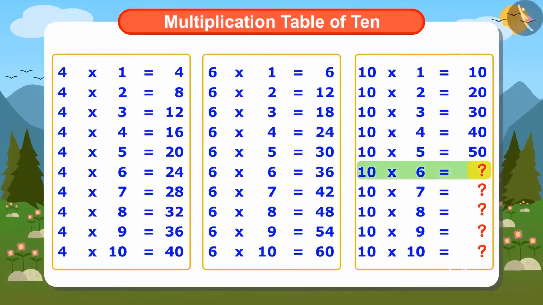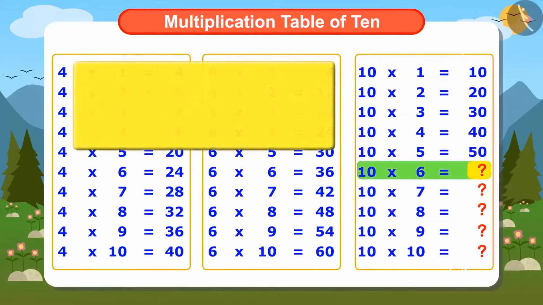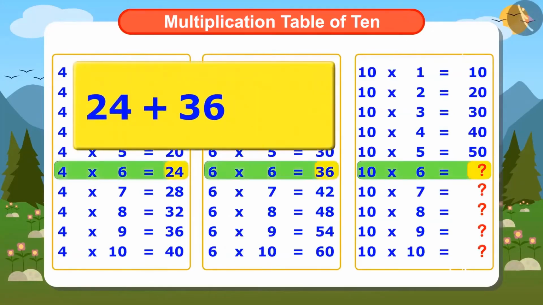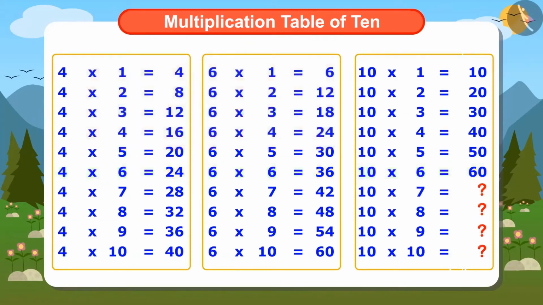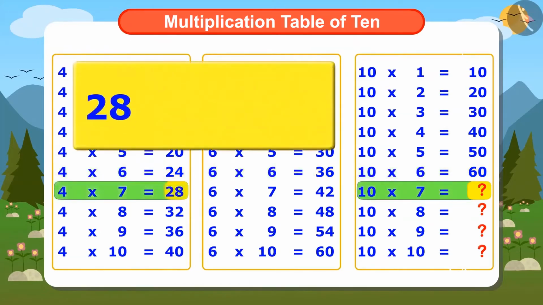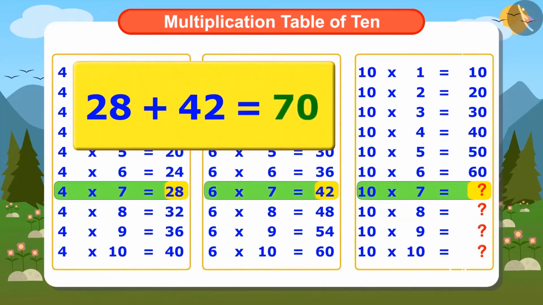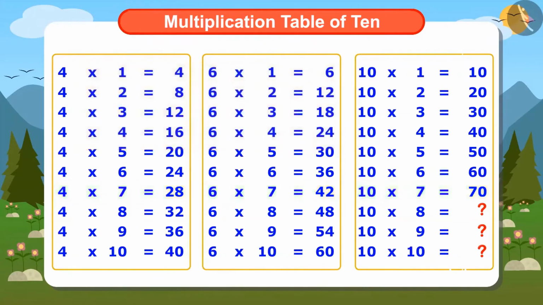Now to find the sixth number of the multiplication table of 10, I will add 24 and 36. The answer is 60. It means 6 times 10 is 60. To find the seventh number of the multiplication table of 10, we will add the seventh number of the multiplication table of 4, that is 28, and the seventh number of the multiplication table of 6, that is 42. The answer is 70. It means 7 times 10 is 70.